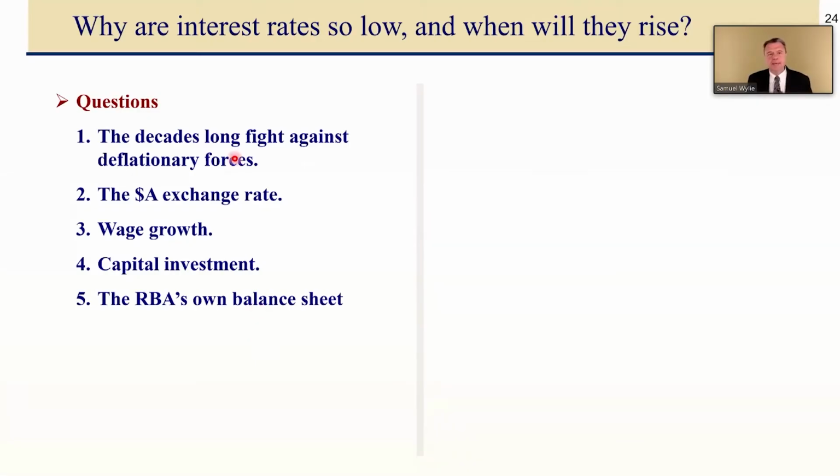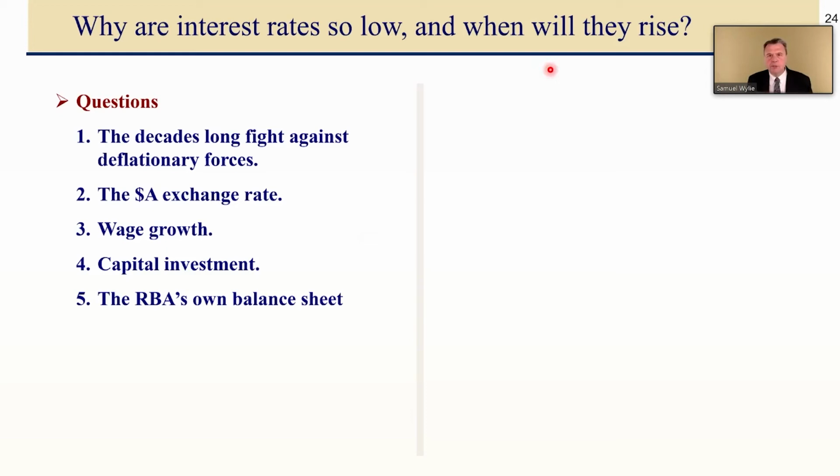Now, what I want to talk about here is the backdrop that I was talking about before: the backdrop of deflationary forces in the world that we had before COVID-19 came along, and that we will go back to after COVID-19, the very long-term deflationary forces. And then I want to talk about these 4 factors: exchange rate, growth, wage growth, and capital investment. These 4 factors mitigate against an increase in the cash rate.